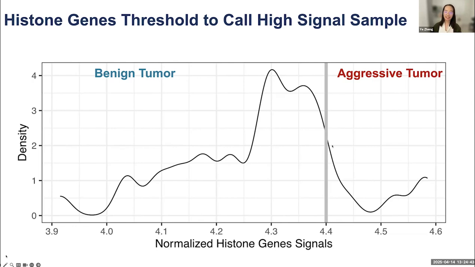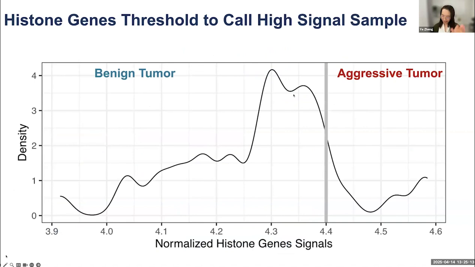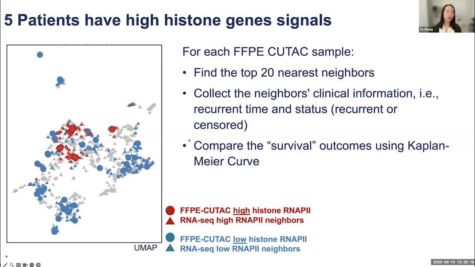But now I just randomly set the threshold at the right-hand side of the peak and predicted all those patients on the right-hand side to have aggressive tumor and all the rest of the patients on the left-hand side to be in the benign group. Let's see what the clinical outcome tells us. Again, the UMAP shows the integration of FFPE-CADAC, our epigenomic data, with RNA-seq data. The circles are FFPE-CADAC, the triangles are RNA-seq data. Based on this very arbitrary thresholding, around 5 patients are predicted to have aggressive tumor, and they are highlighted here as red circles.